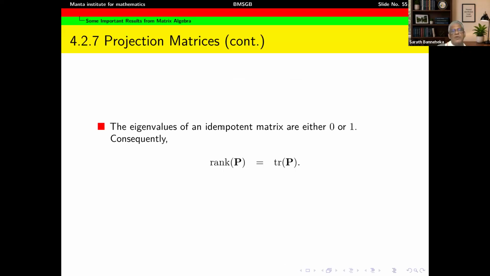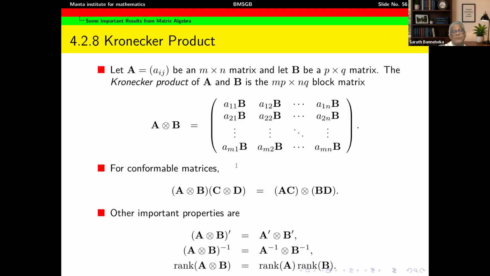The eigenvalues of an idempotent matrix are either 0 or 1. Right. And consequently, rank of P will be equal to the trace of P, because all the eigenvalues are going to be 0 or 1. Trace of P will be equal to the sum of those values, and therefore the rank will be equal to that quantity.